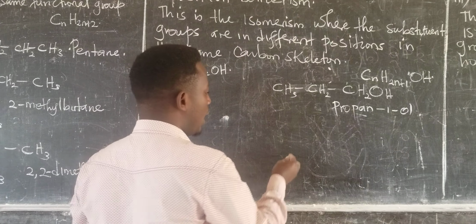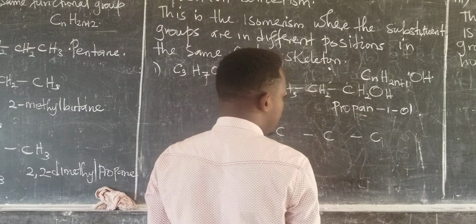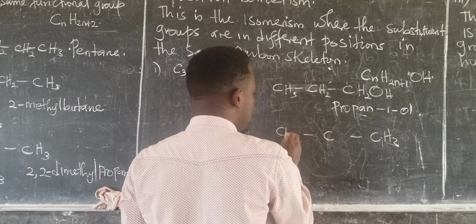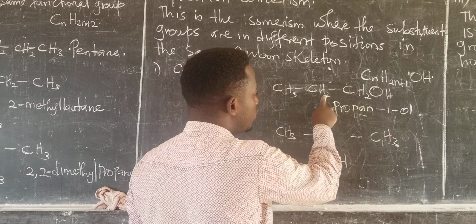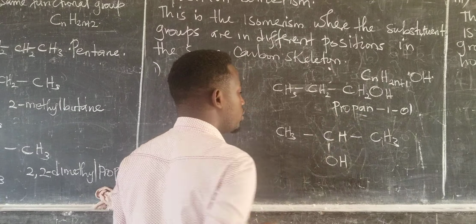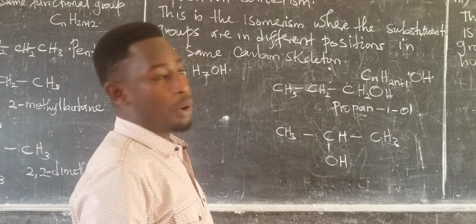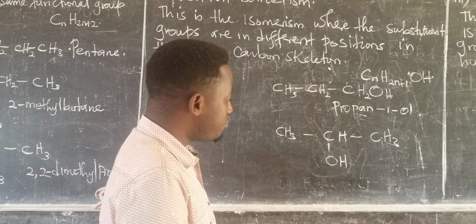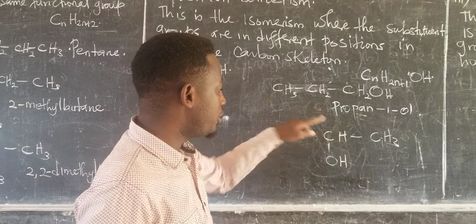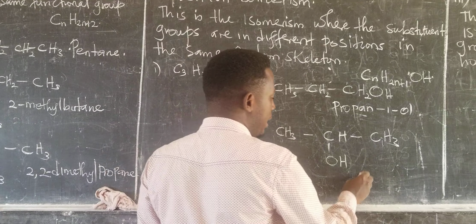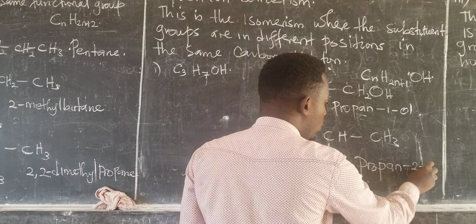And therefore, in that case, I will have C, and then C again. Of course, this will be CH3. This will be CH3. I brought my OH here, and therefore, it means it has replaced one of the hydrogens. We have remained with only one hydrogen. This one is also an alcohol, propanol, but the position of the functional group now is on carbon number 2. If you count from this side, carbon number 1, number 2. So, in our naming, I'll call it propan-2-ol.